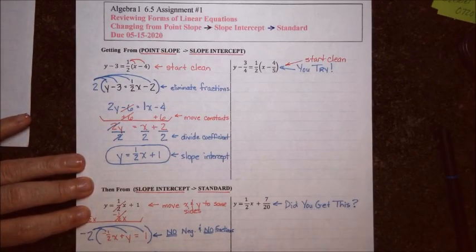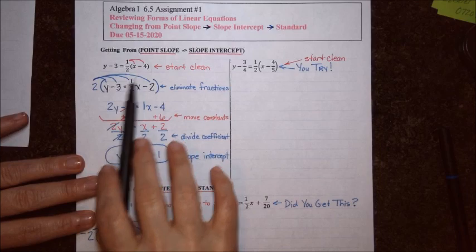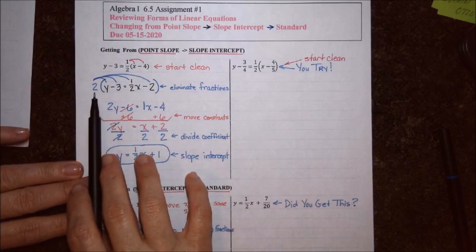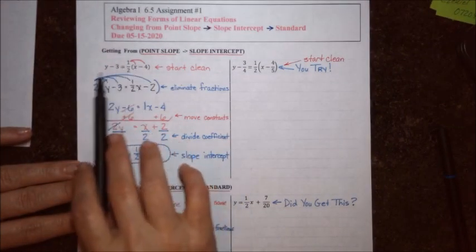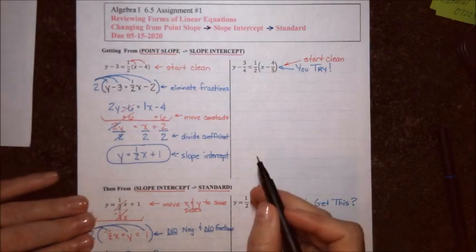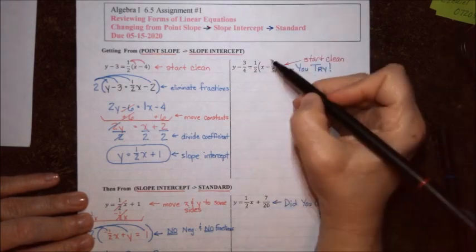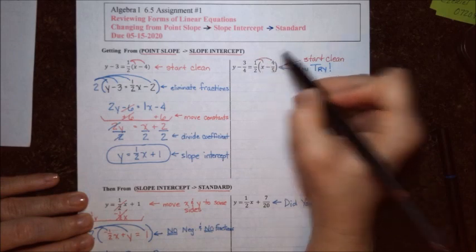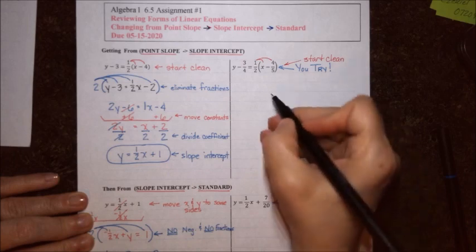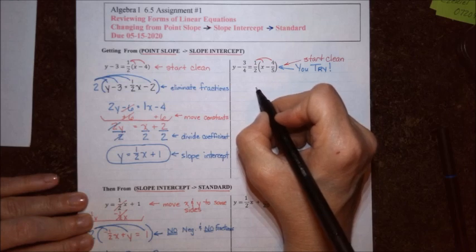Okay, again, I wrote in the notes above that I prefer starting out clean because I have seen too many times where this 2 used to eliminate the fraction is somehow or another mistakenly distributed throughout the entire problem, creating a whole different mess. So let's start out clean. What I did was distribute here first, creating essentially the same function of a line, but a little cleaner to work with when it comes to eliminating denominators.